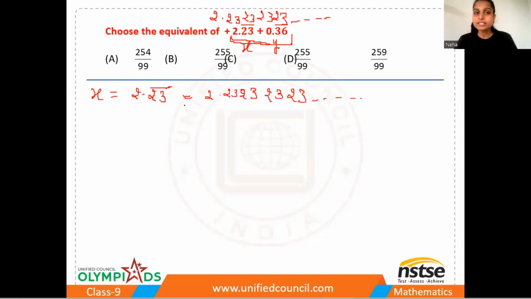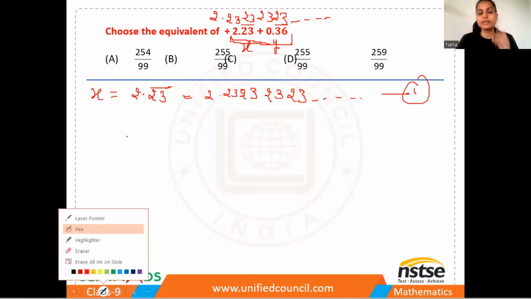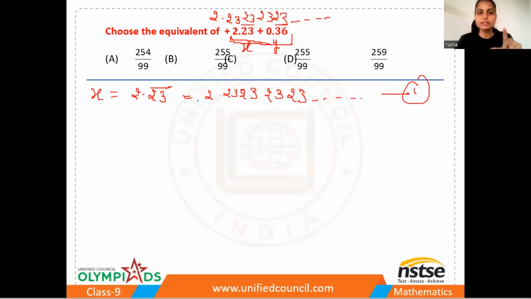So you know the process, that if two digits are repeating, let's suppose this is your equation number 1, just multiply the equation with 100. You will use zeros according to the repetition of digits. So let's multiply the equation with 100. So it becomes 100x is equal to 223.232323 until infinity. Let's suppose this is your equation number 2.